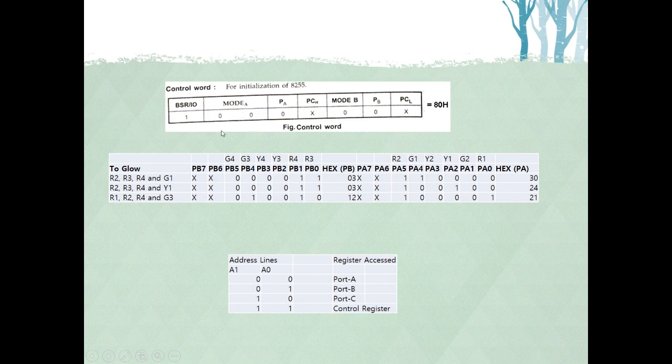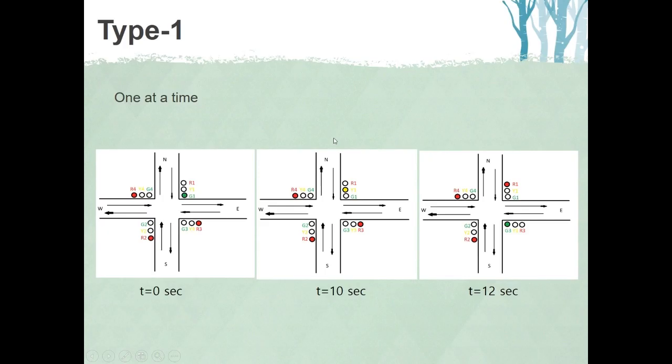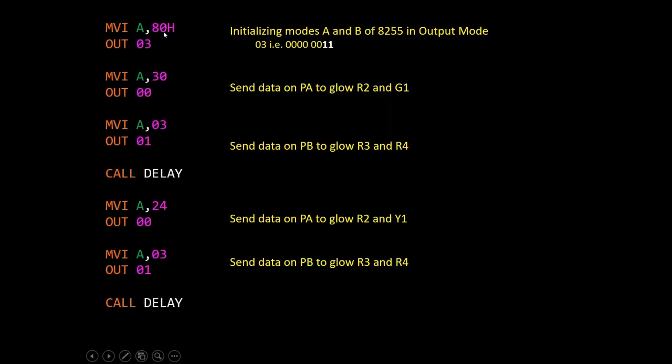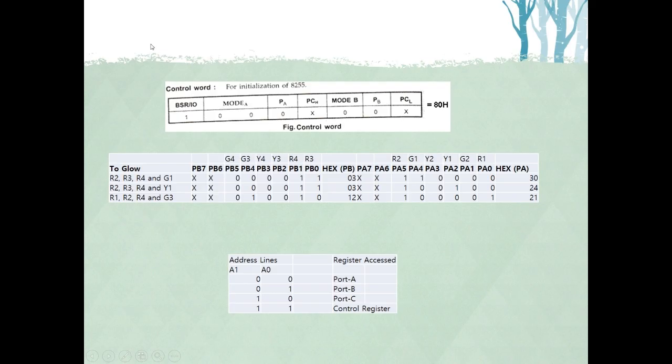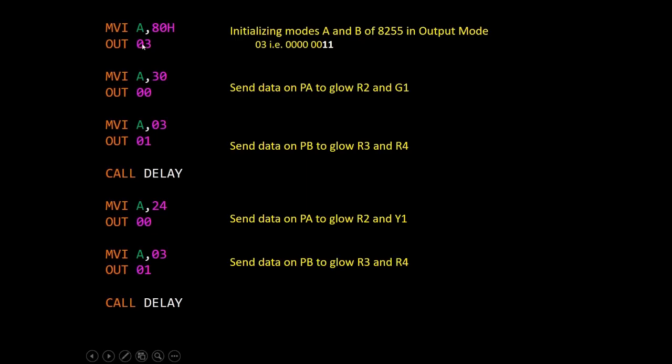So for putting them in output mode, we have to supply value 0 and 0 for PA and PB, for the ports A and B to be configured in output mode. So this control word becomes 10000000, which is equivalent to 80H in hexadecimal. So we pass on 80H to the accumulator, and now we output this 80H value on the control register. So that's why we are writing OUT 03. What it does is that it outputs this on the control register.